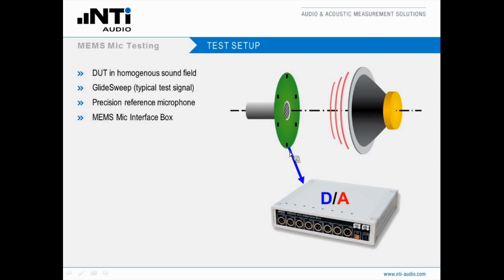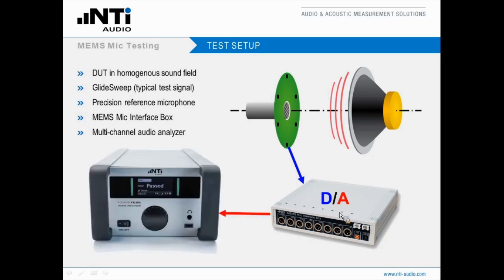Well, the next step is that the digital signals from these MEMS microphones will be transferred to the MEMS mic interface box, which converts them into analog signals, and these analog signals will be then forwarded to a multi-channel audio analyzer that calculates the required test results.